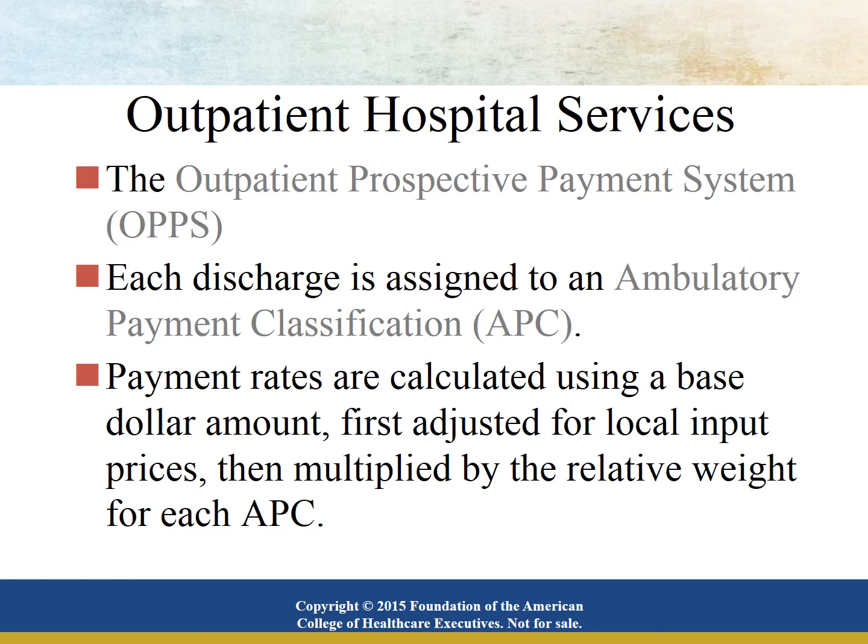Then you've got the outpatient prospective payment system, and the ambulatory payment classification is how each discharge is done for that. So for outpatient, you're paid under a different method. It's a base dollar amount adjusted for local input and a relative weight for the APC.